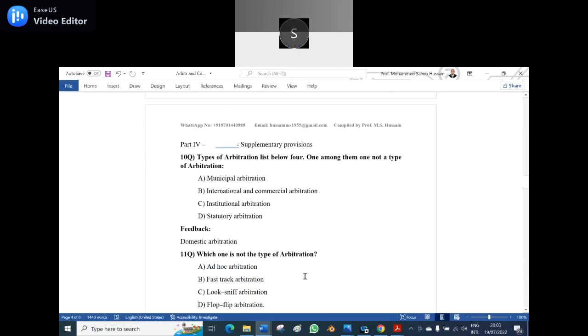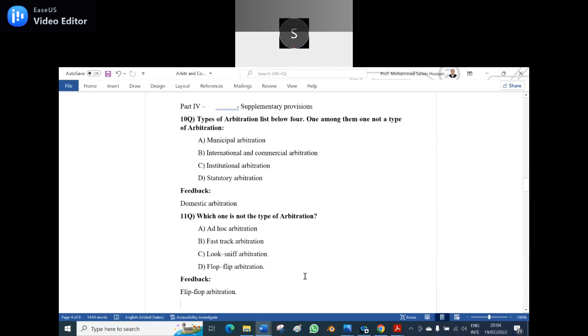It is domestic arbitration, so I changed municipal arbitration to domestic arbitration. Okay, which one is not a type of arbitration? Again: A, ad hoc arbitration. B, fast track arbitration. C, look-sniff arbitration. D, flip-flop arbitration. Flip-flop, sir. Then what would be the right one? Fast track arbitration? No, it is a flip-flop arbitration. I changed the sequence.